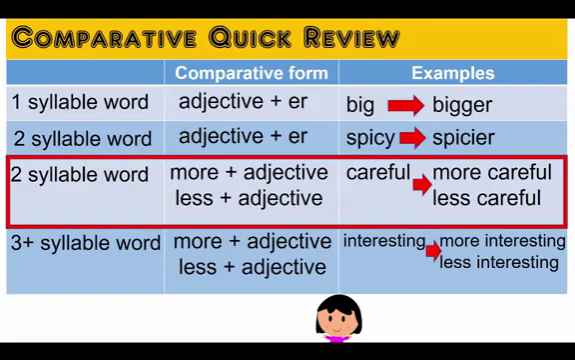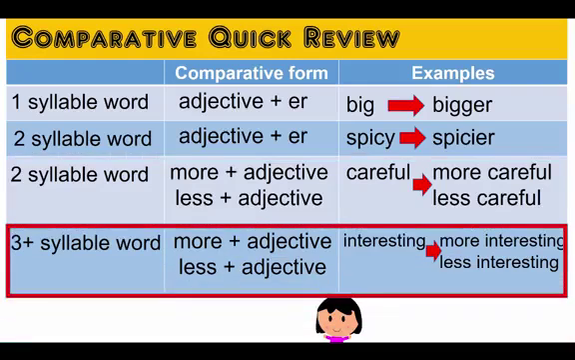Some two-syllable words are special. You would add more or less to the adjective. So careful becomes more careful or less careful. If there are three or more syllables, you would also add more or less to the adjective. For example, interesting. It becomes more interesting or less interesting.